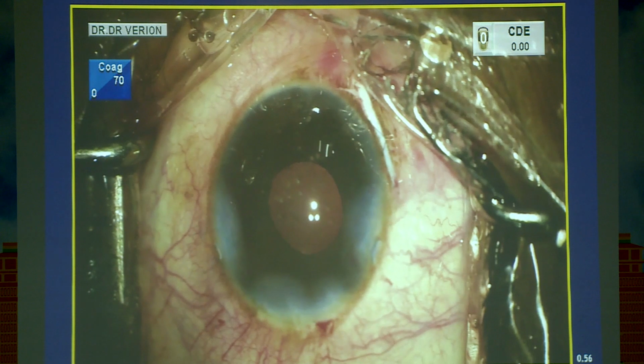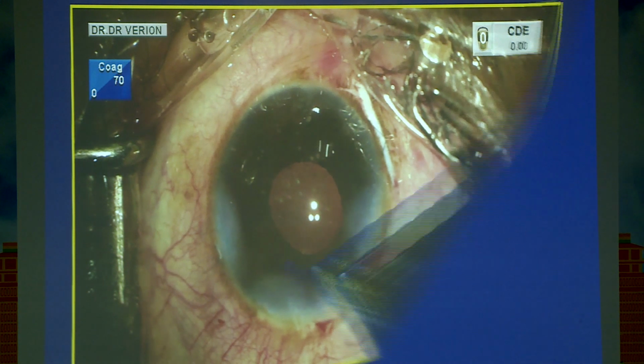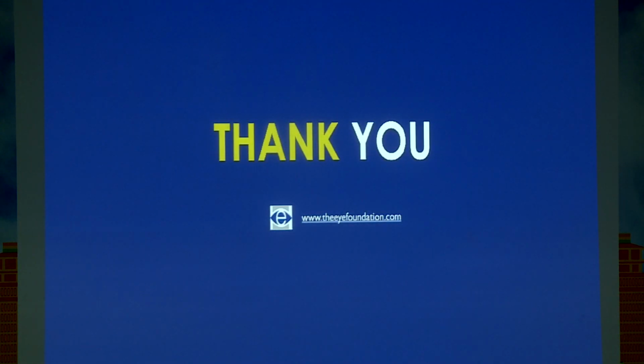Almost all these cases you are seeing 3-piece lenses, because they are all minus power lenses and essentially being implanted in highly myopic eyes. Thank you so much for your kind attention.